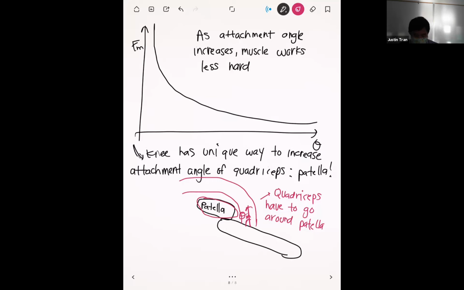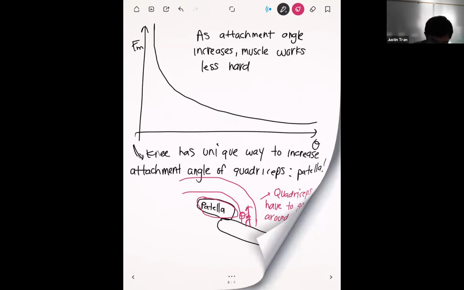All right. Any questions on this? Okay. All right. And so that's the knee joint. And so I did want to do one example with the ankle before we close up here for lower extremity biomechanics. Okay. So let's go ahead and do that.